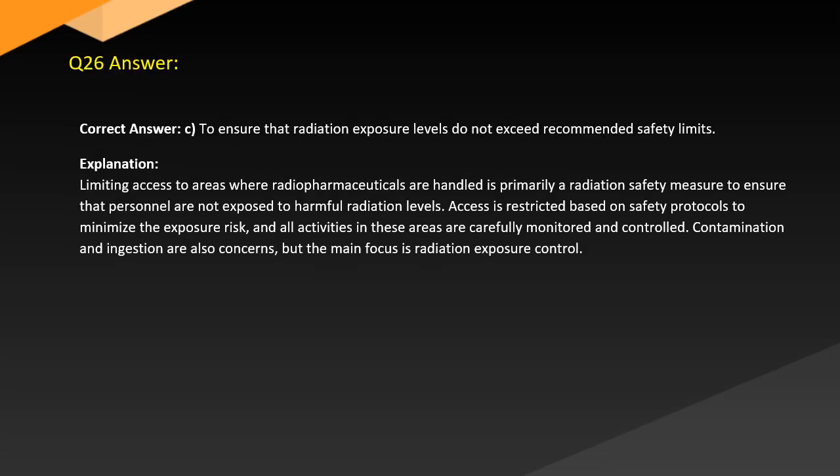Answer. Correct answer: C. To ensure that radiation exposure levels do not exceed recommended safety limits. Explanation. Limiting access to areas where radiopharmaceuticals are handled is primarily a radiation safety measure to ensure that personnel are not exposed to harmful radiation levels. Access is restricted based on safety protocols to minimize the exposure risk, and all activities in these areas are carefully monitored and controlled. Contamination and ingestion are also concerns, but the main focus is radiation exposure control.